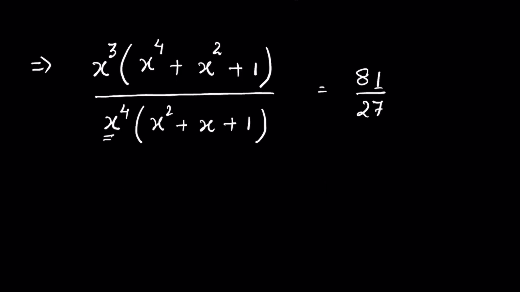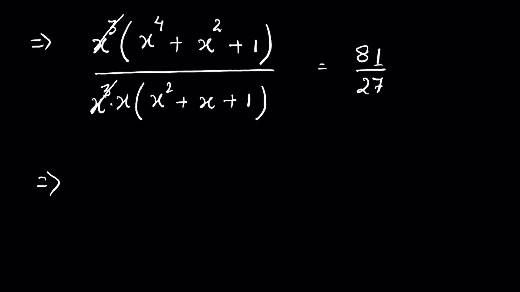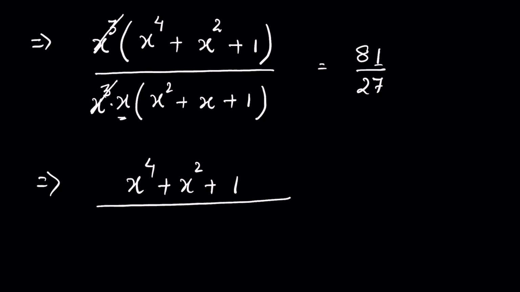Now x to the power 4, this also we can write as x to the power 3 plus 1, and this means it is x to the power 3 times x. So this x to the power 3 and x to the power 3 get cancelled. Now we have x to the power 4 plus x square plus 1 upon this x, we can send it to the right hand side and write here x square plus x plus 1, 81 upon 27.